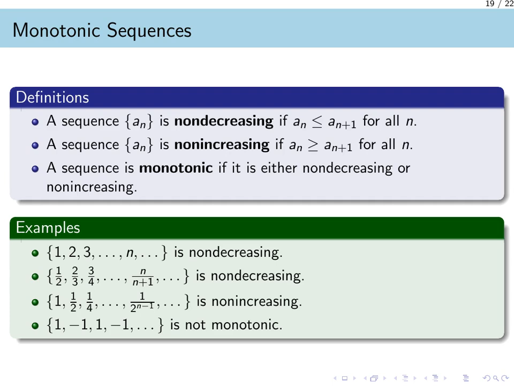It is important to note the "or equal to" part of these definitions. A non-decreasing sequence can have terms that stay the same. It just cannot go down. For example, the sequence of integers 1, 2, 3, and so on is non-decreasing. The sequence 1, 1/2, 1/4, and so on is non-increasing. However, a sequence like 1, -1, 1, -1, which alternates up and down, is not monotonic because it does not stick to a single direction. In short, a monotonic sequence is one that never reverses its overall direction of travel.